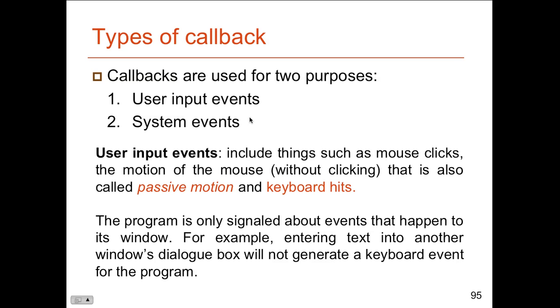If you're running a game, you use callbacks to support the animation of the game. The callbacks are going to essentially make your objects move all over the place and create that interactive type of environment. User inputs include things such as mouse clicks, keyboard clicks, and motions of the mouse, moving left to right without clicking, also known as passive motion, and keyboard entries. The program is only signaled about events that happen in its window. So if you're not in the window, it's not going to know. Entering text into another windows dialog is not going to generate anything.